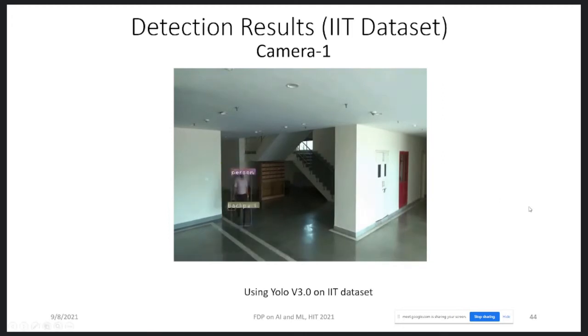So you can see that when the person is coming, it's not tracking, it's detecting. So even handbags are being detected. Person is detecting, handbags are being detected. The quality of image of the handbags were definitely not good, but still it was able to detect.